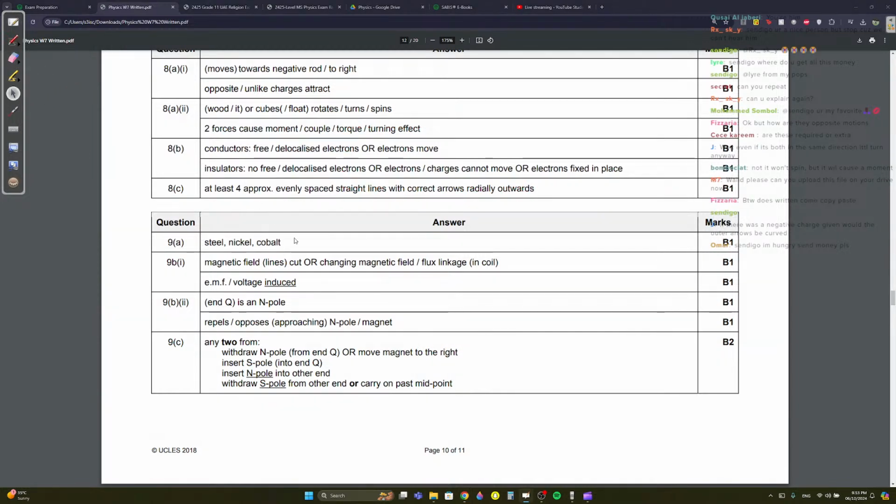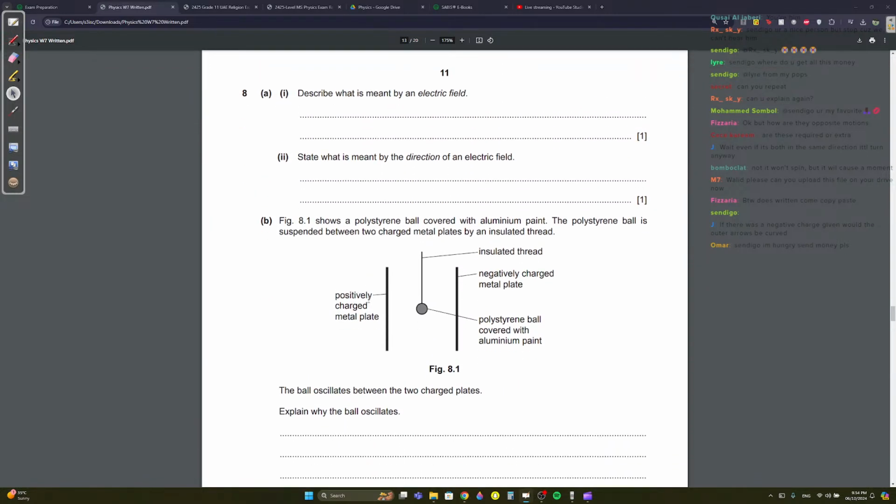Okay. Describe what is meant by an electric field. Again, for those, by the way, who are doing IGCSEs, who maybe have not done them last year, the Cambridge board likes to repeat their questions. So they always bring similar questions. You get what I mean? So you might see this in one paper and they might bring it again in another paper.